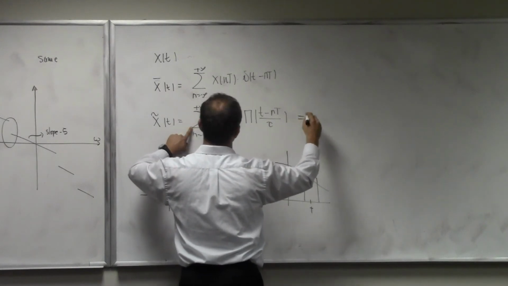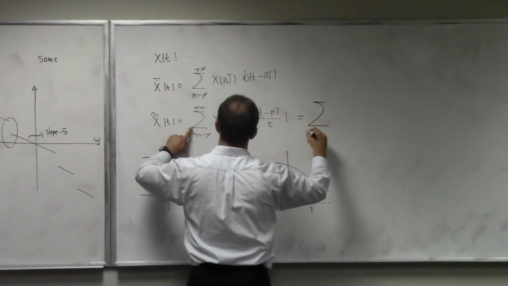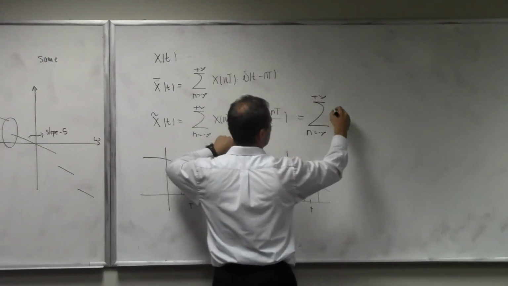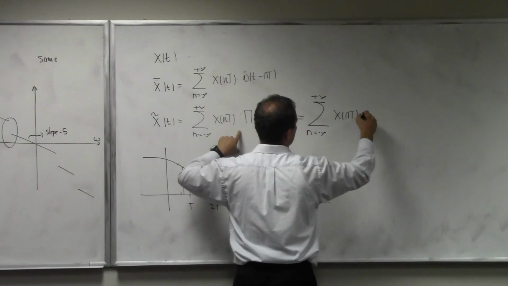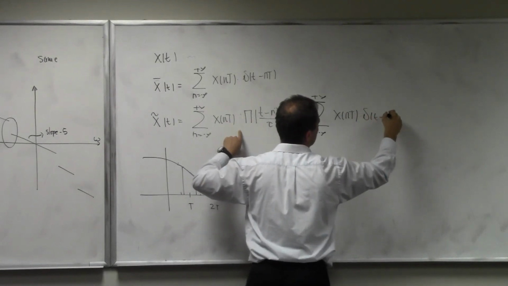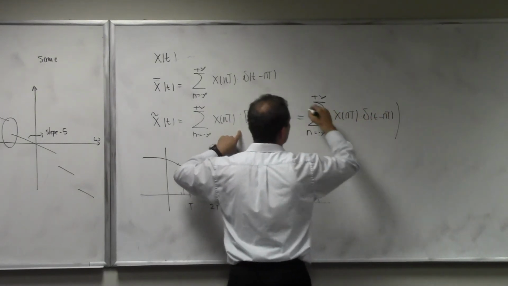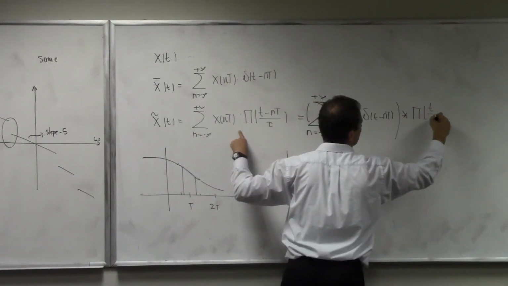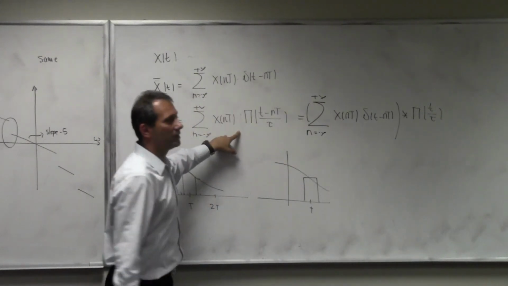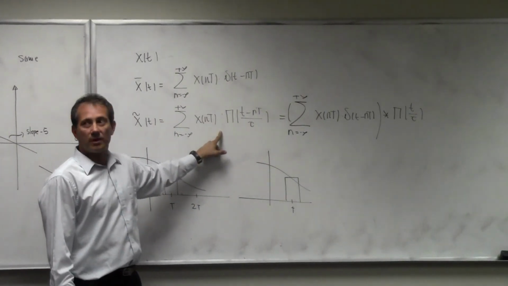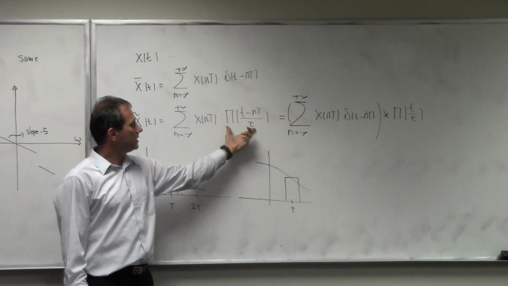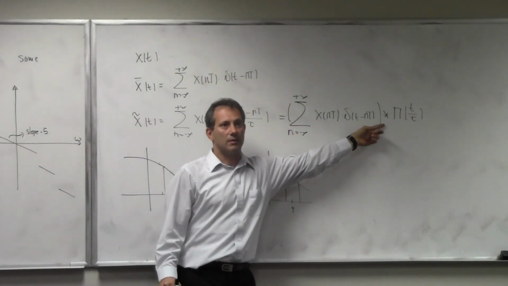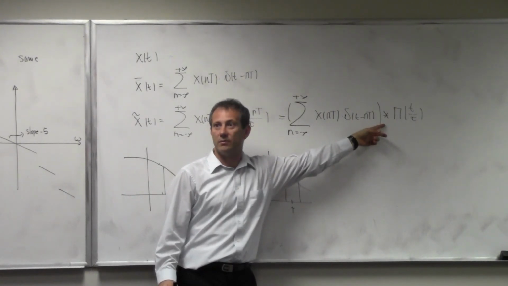I'm going to rewrite this slightly differently. I'm going to say, understand this as the sum over n from minus infinity to plus infinity of x of nT times delta of t minus nT, convolved with pi of t over tau. Do you all agree? Because what I'm doing here is representing this as a convolution of the delta pulse and a regular pulse, the pulse of the wave.